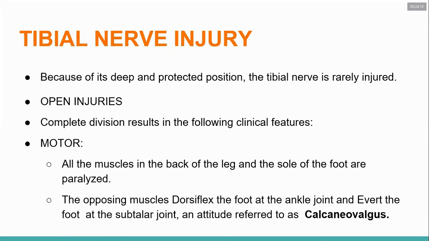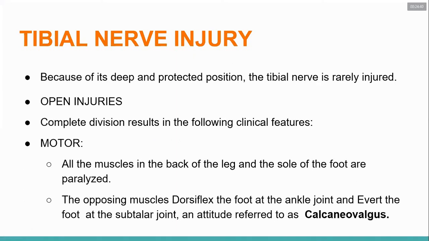Because of that, usually the tibial nerve is not injured. So in open injuries, you can have tibial nerve injuries. If you have any laceration over the posterior aspect of the leg, you have to suspect tibial nerve injury. And if you have a laceration, this will lead to complete division of the nerve. So you can have a complete injury of the tibial nerve.